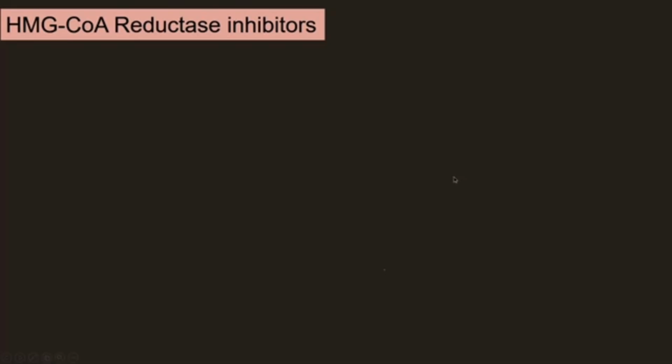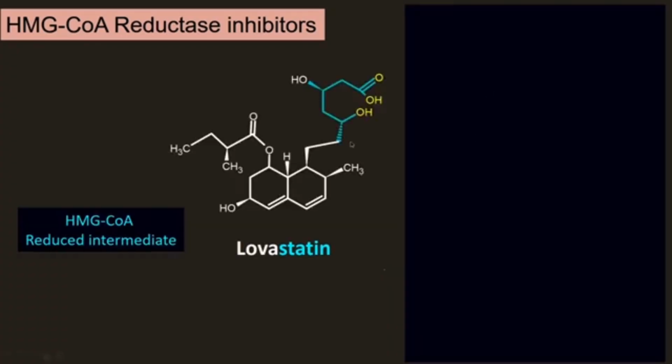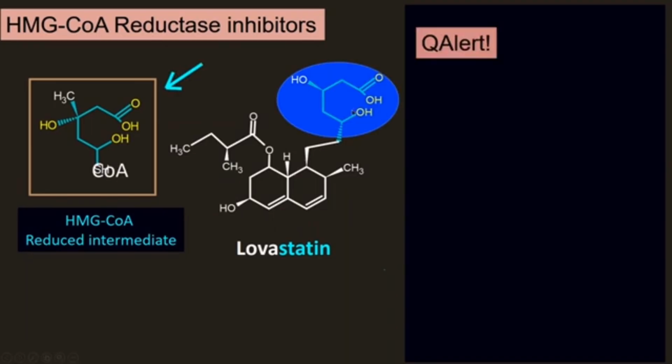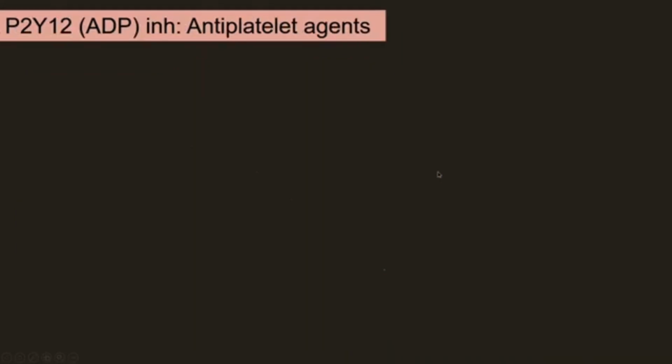A very important class of drug in cardiovascular drugs are HMG-CoA reductase inhibitors. In short, it is also known as statins. For example, lovastatin structure is here. So all the statins have this HMG-CoA reductase intermediate structure. So this is essential for most statin structures. So that is also known as 3,5-dihydroxycarboxylate, which is essential for statin structures.